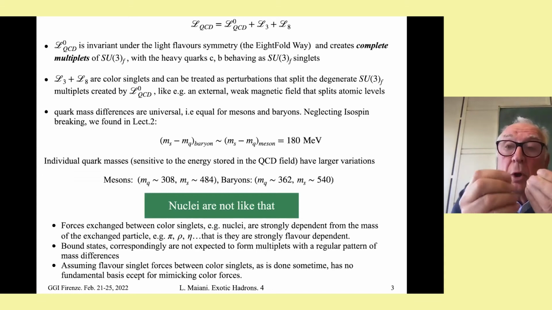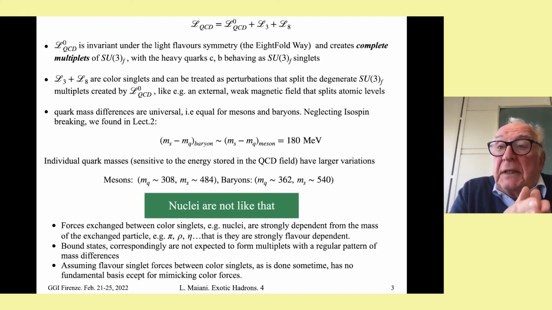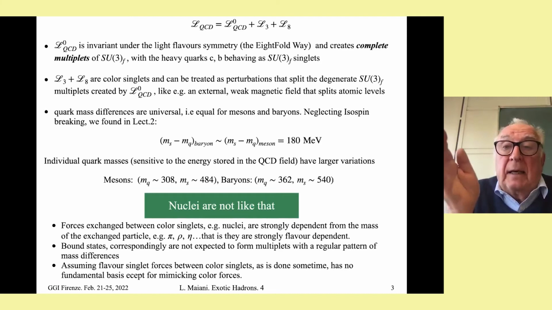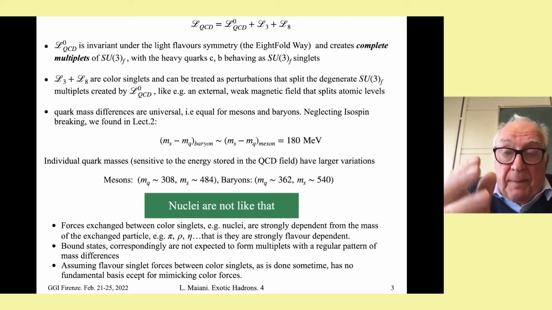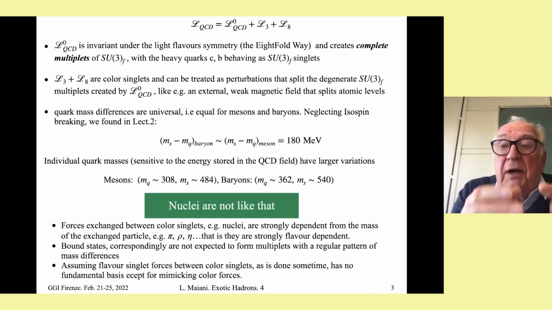So the upshot of this very short discussion is that no matter what your quark configuration is, if it is created by QCD forces, the bound states of this configuration must fall into SU3 flavor multiplets, and they have to show the same scale of violation of SU3 flavor.